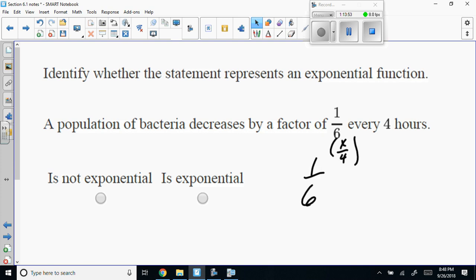So something happens every so often, like rabbits multiply every 21 days or something. I don't know, some crazy thing, right? Populations or stuff. There's a time delay before it happens again, like every 4 hours. So it is the exponential. Okay, decreases by a factor.